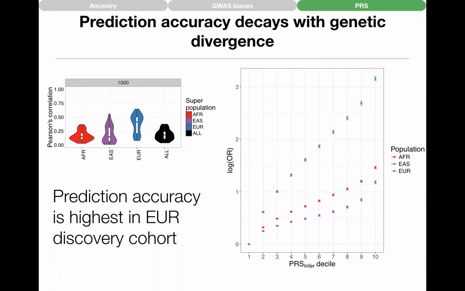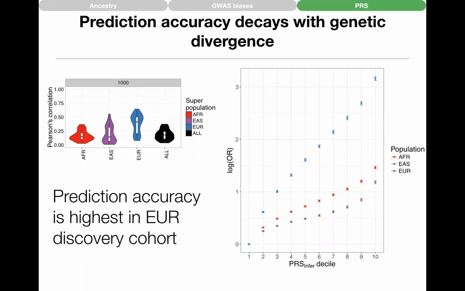Okay, so lastly, just looking at prediction accuracy, if we compare the true and inferred polygenic risk scores across populations, you might expect, based on the plots that I showed you before. On the left, you can see that we have the highest correlation between true and inferred polygenic risk scores in European populations, the second highest in East Asians, and we do the worst in African populations.